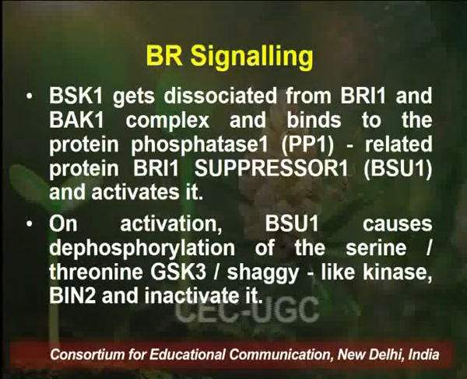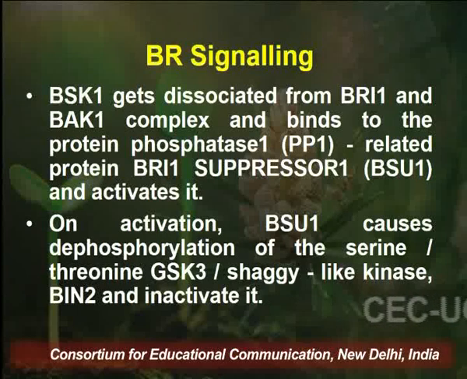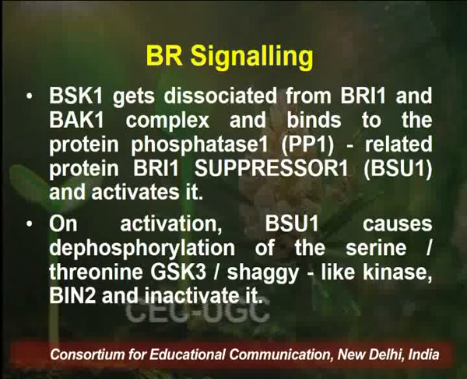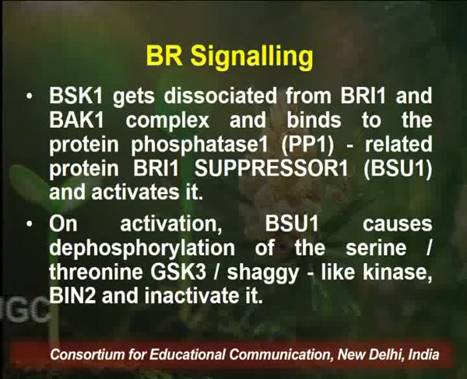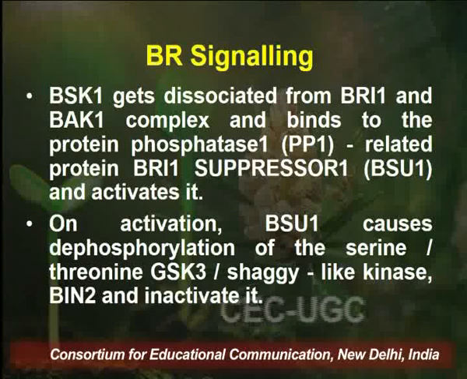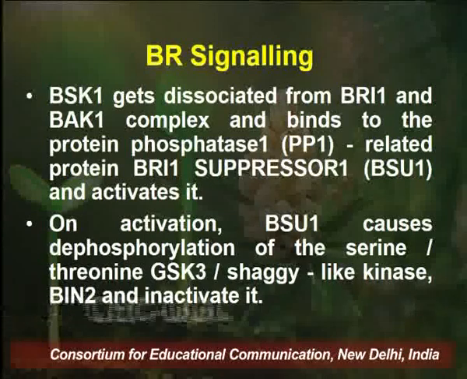And once the BSK1 gets phosphorylated, it dissociates from the receptor complex and binds to protein phosphatases. These protein phosphatases further activate BRI1 suppressor 1 proteins, or BSU1 proteins. Now these BSU1 proteins are important because they cause dephosphorylation of certain GSK3 or Shaggy or F-box kinases, which are known as BIN2 proteins. Because these BIN2 proteins, as we will discuss ahead, are responsible for the degradation of the nuclear factors that are responsible for the BR stimulated actions.